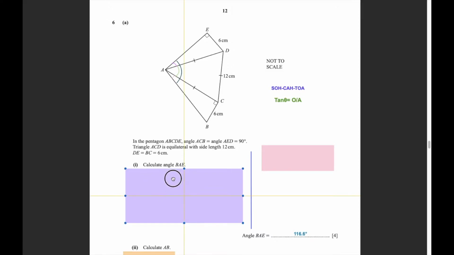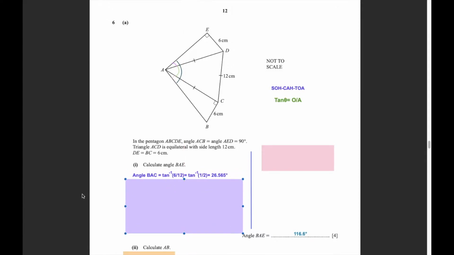Now, let's find the first one, angle BAC. You'll notice that we have the opposite, so this is the length that's opposite to this angle, and we have the adjacent. This is the length that's adjacent to this angle, not the hypotenuse, because the hypotenuse is opposite to the 90-degree angle. So if we have the adjacent and the opposite, that means we're going to use tan.